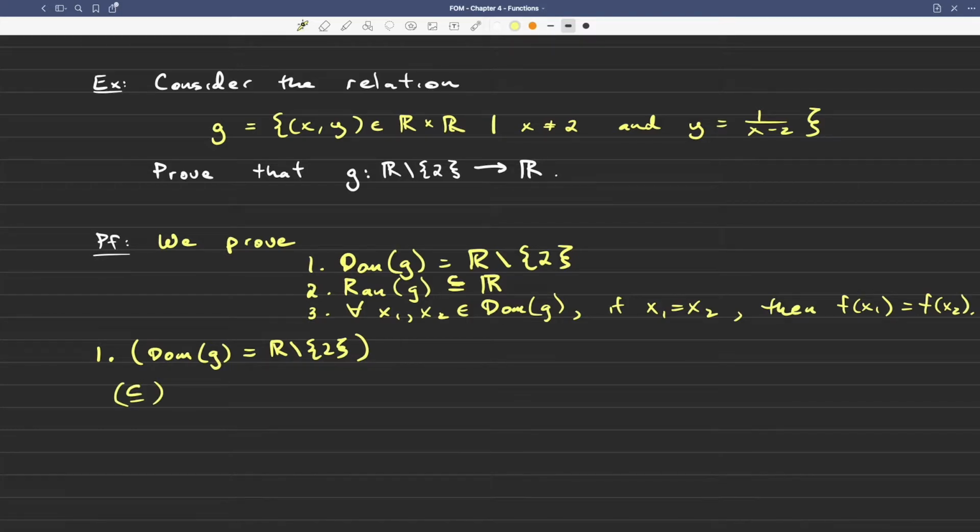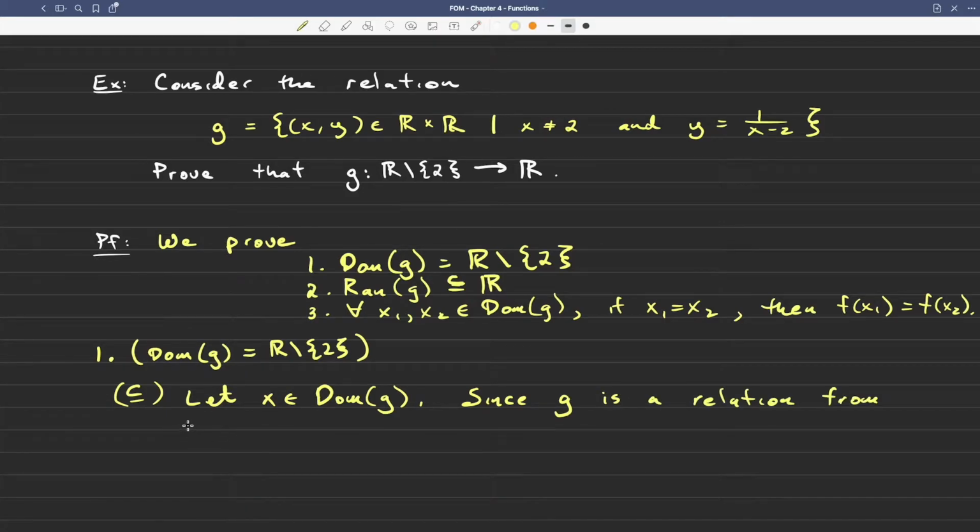All right, so let's prove the forward containment. So we got to start by letting some arbitrary element, let's call it x, be in the domain of G. So first, when we look at the definition of G, the ordered pairs are in R cross R. And so that tells us that G is a relation from R to R. So since G is a relation from R to R, then domain of G is a subset of the real numbers by definition of domain.